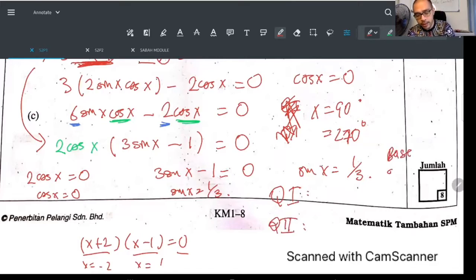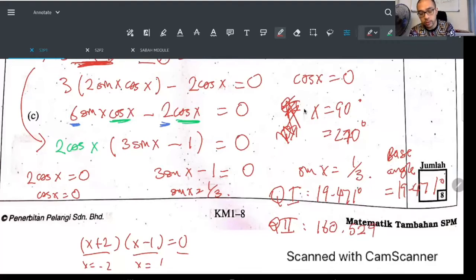Base angle for this, please. What is the base angle for sine x equals 1 over 3? Two decimal places, maybe? 19.471. So in the first quadrant, it'll be the same, 19.471 degrees. But in the second quadrant, you need to do a little bit of calculation. Go and revise again: how do you find the angle in the second quadrant? You will get 160.529, I think.